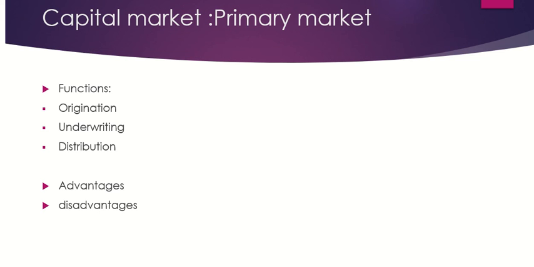So they help in underwriting of shares. The third one is distribution. It is a function of sale of securities to the ultimate investors. So the new issue market helps in distributing the shares of new companies to the ultimate investors. So the advantages of primary market are they help in mobilization of savings, channelizing the savings for productive uses, and are a source of large supply of funds. They help in raising long-term capital, and they ultimately help in rapid industrial growth.